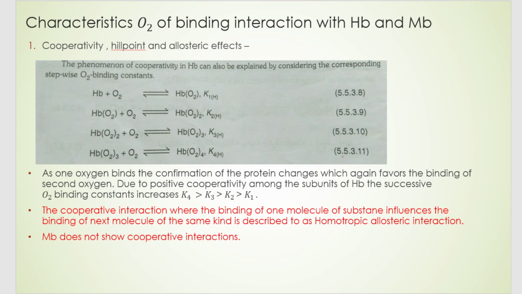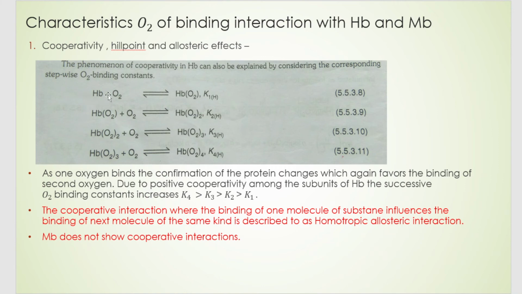So next is the characteristics of O2 binding interaction with hemoglobin and myoglobin. This is another very important topic. The first characteristic we are going to study is the cooperative effect, Hill point, and allosteric effects. In simple words, what is the cooperative effect? You know that one hemoglobin molecule can bind to how many oxygen atoms? It can bind to 4 oxygen atoms. It won't bind to all four at once; one by one it will bind.